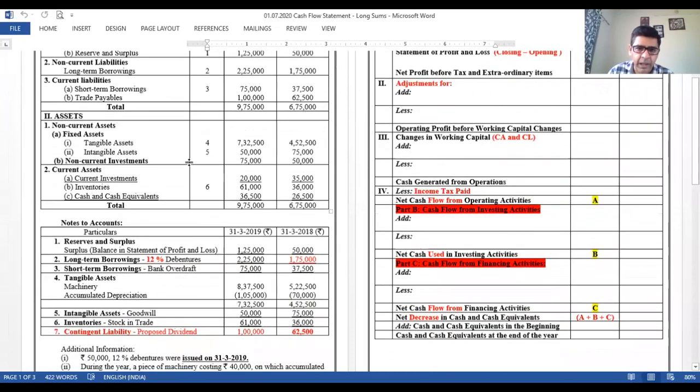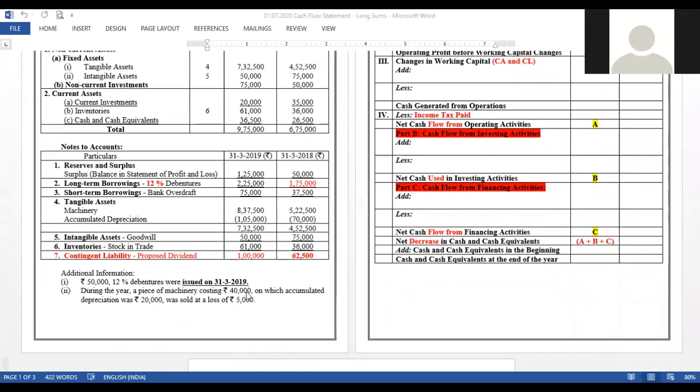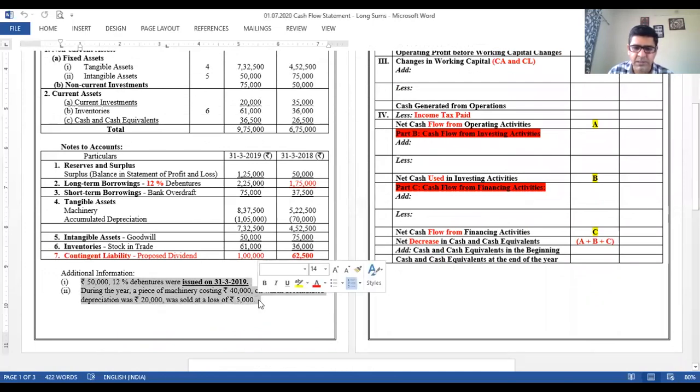The first thing, as we know, we used to start with the adjustments in final accounts. The same way over here, I would like to start with the adjustments. The first adjustment talks about the debentures. Rupees 50,000, 12% debentures were issued on 31st of March 2019. That means the debentures are issued.